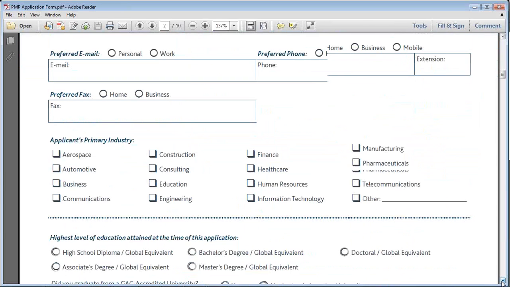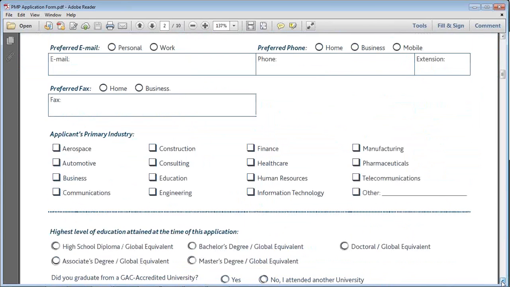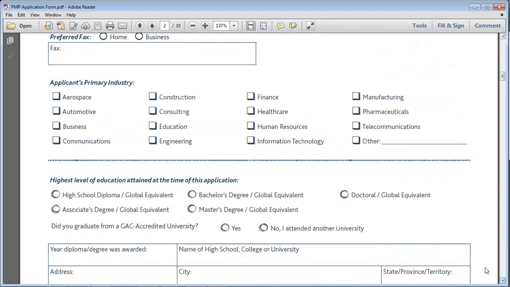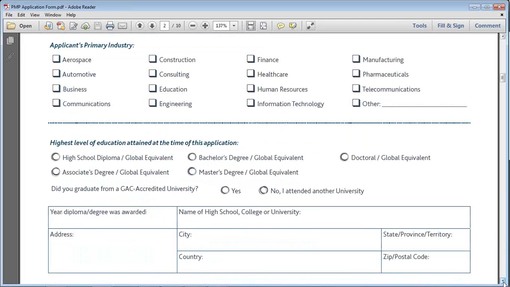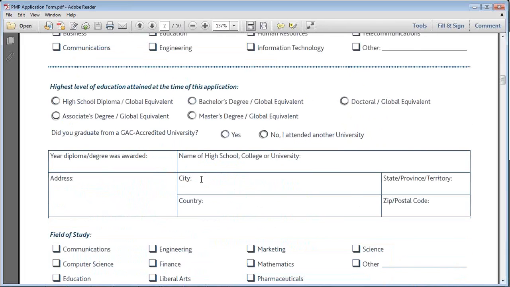Then there are some survey related questions as to which primary industry, what education you have attained. Now this education is important because you have to say bachelor's degree or global equivalent or doctoral or any of these. So if you are not putting a bachelor's or higher degree, bachelor's, master's or doctoral, then you will have to prove 7,500 hours and not 4,500 hours. So this is important and should be properly filled. And here you have to give your highest diploma or degree, whichever you have got.